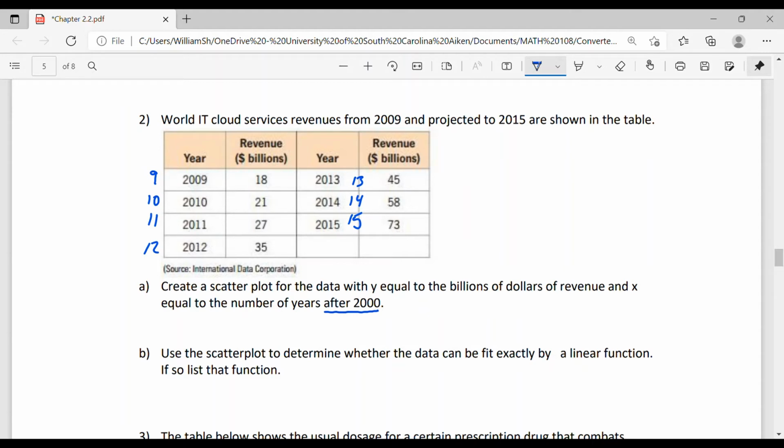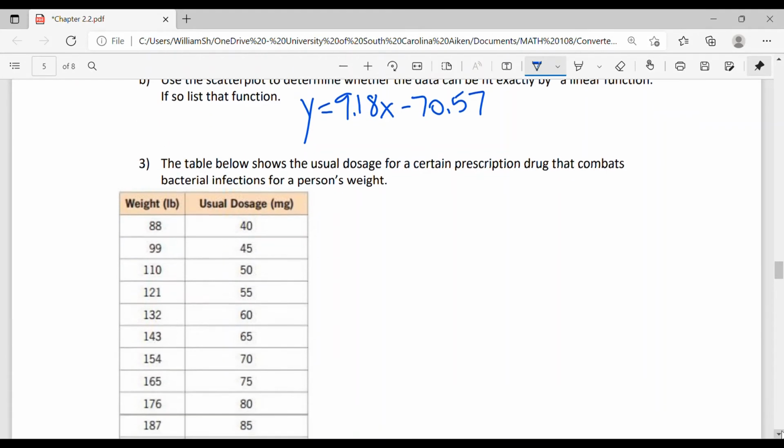Alright, so we created the scatter plot. We used the scatter plot to determine if the data can be fit by a linear function. If so, list that function. We don't really think that the linear function was the best idea, but we'll go ahead and write down what that linear function was. Honestly, I think a curve would have fit better there. We will be discussing how to approximate curves for data in the future, so be prepared for that. Something we will do fairly soon, but not in this lecture.